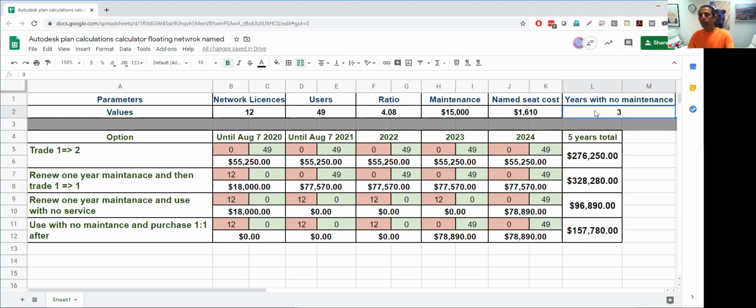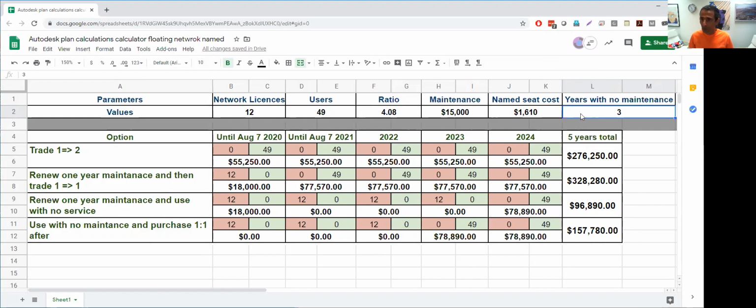So if we accept 3 years with no maintenance, look at this one, the third one. It's much cheaper compared to this offer, to this one. Why is it cheaper? Because for the first year I paid 18,000, and then 3 years I didn't pay anything. After that I'm paying the full money, but if you look at a time frame of 5 years, it's still very economical. Now the question is, what is the sensitivity?